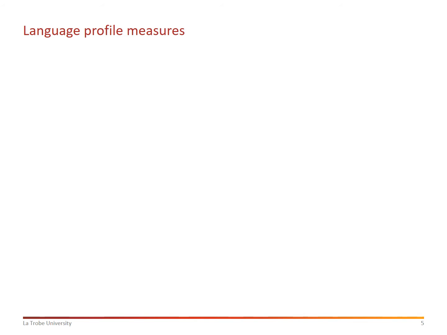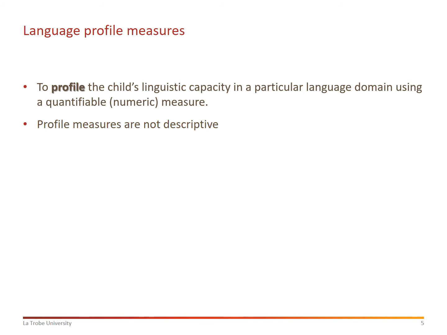So let's just consider what a language profile measure is. It simply profiles the child's linguistic capacity in a particular domain, and our focus is going to be on morphology and syntax, using a quantifiable, essentially a numeric measure. They're not descriptive, they just give you a number, and from that number you will interpret whether the child's language in that domain is progressing as expected.